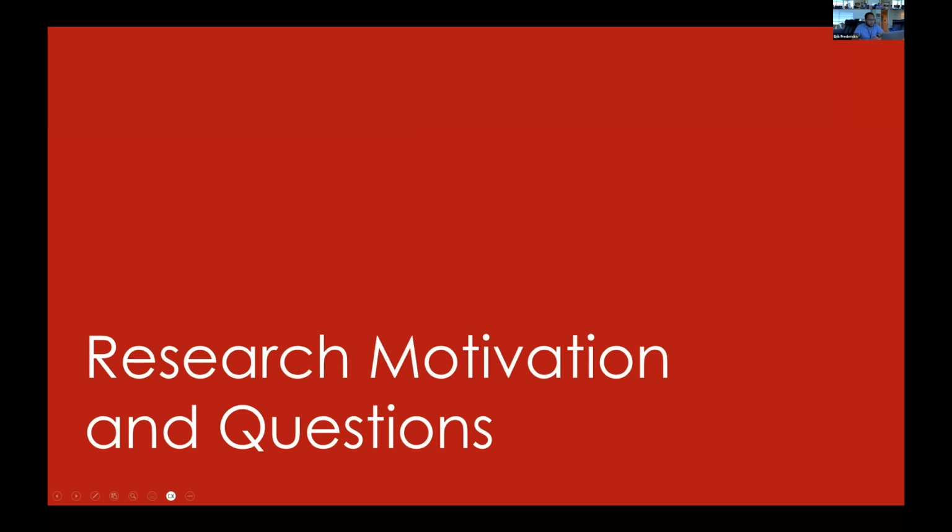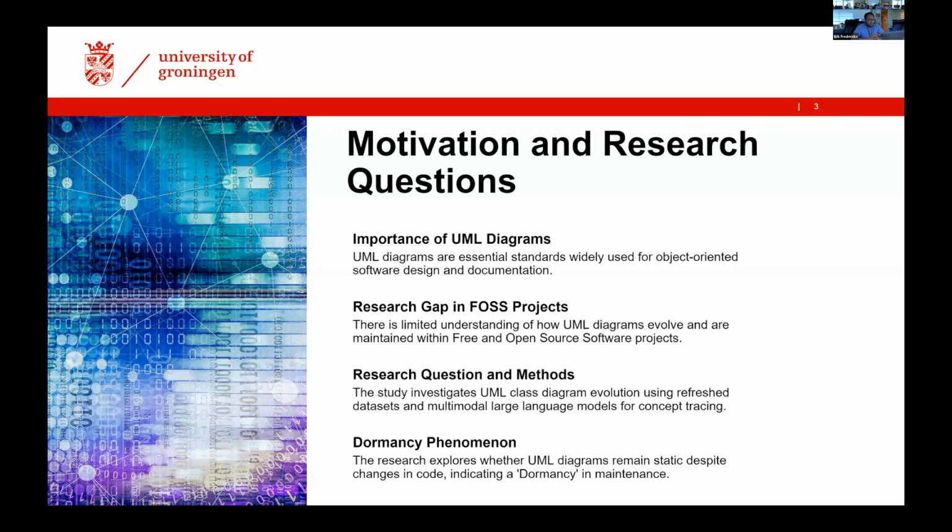So the research motivation and questions, basically, these are the main reasons why we want to do this in the first place. The UML diagrams that we look at, specifically class diagrams, do document object-oriented design and also documentation. Because we look into class diagrams, we look into specific components of this artifact, specifically actors, properties, and also relationships between the classes. So there is a research gap. UML diagrams and how they evolve have not been widely and extensively researched at the moment, and even more so in open source software projects.